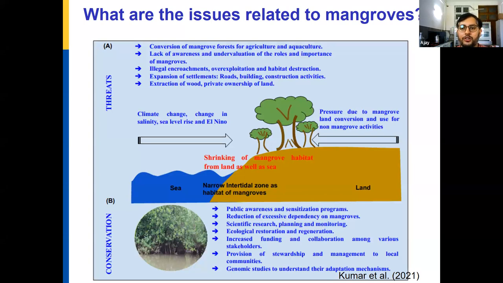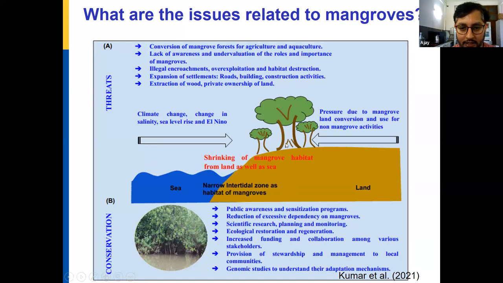Now, what are the issues related to the mangroves currently? Why are we doing research on the mangroves? Why are people concerned about these mangroves, the unique forests or unique ecosystems, which have huge roles, the roles that we just saw now? What are the different issues? So the issues are like the conversion of mangrove forests for agriculture and aquaculture.